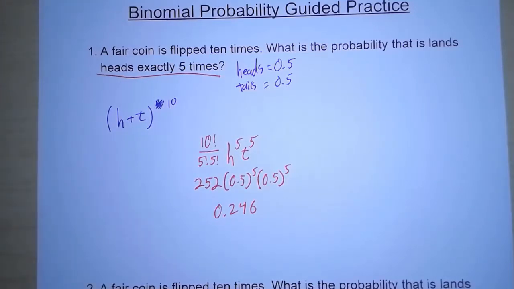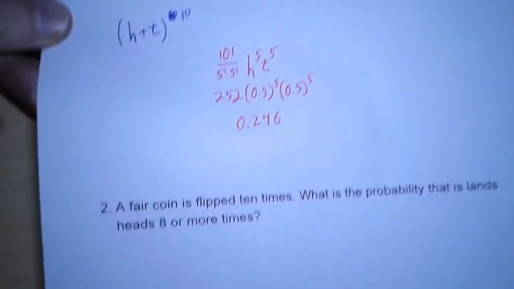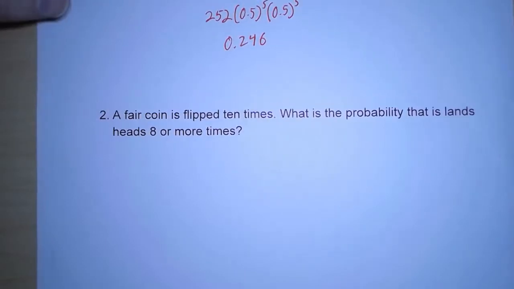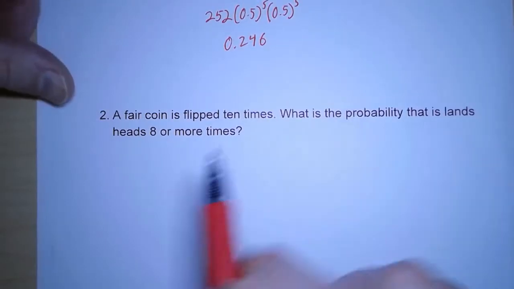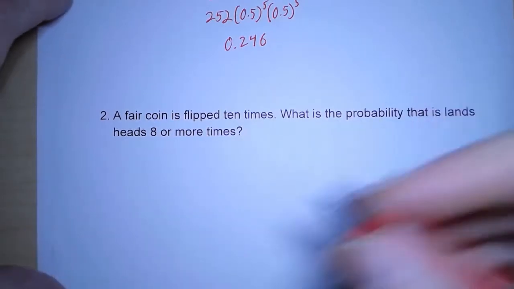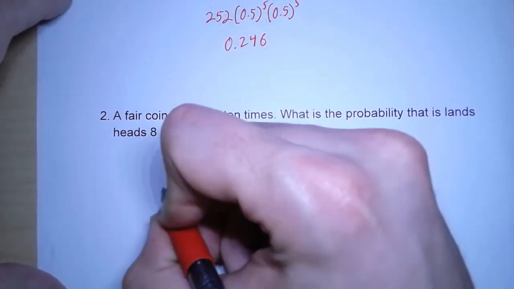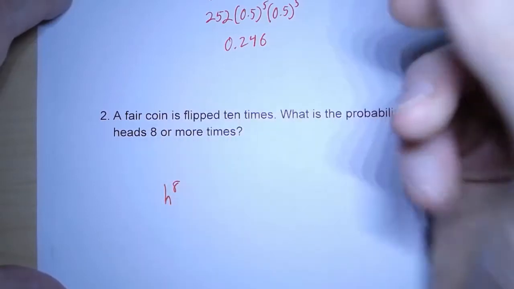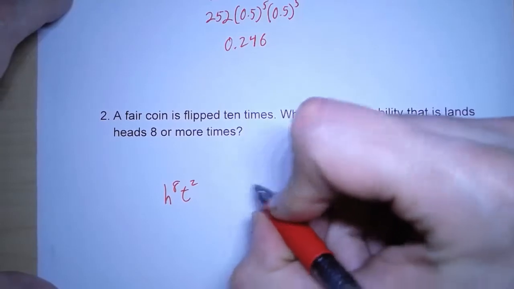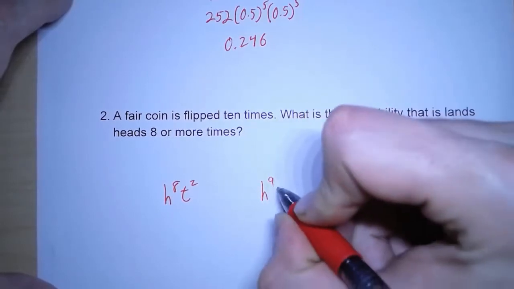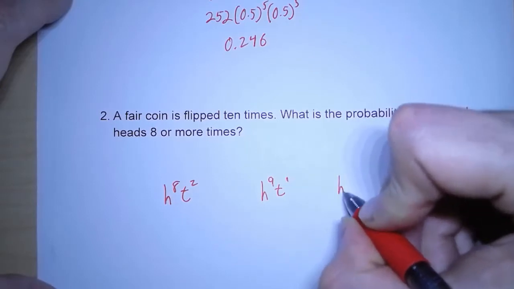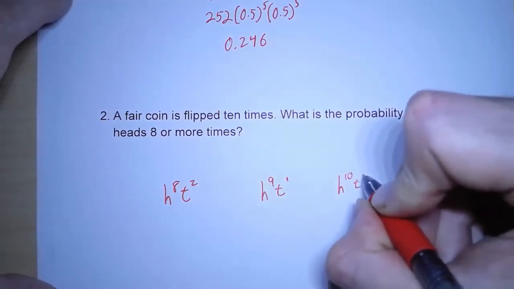Now let's look ahead to the next one. Same situation. We have a fair coin, flipping it 10 times, but now we're asking what's the probability that it lands heads 8 or more times? Here we've got multiple situations. It could land heads 8 times, which means it lands tails twice. It lands heads 9 times, which means it lands tails once. Or it lands heads 10 times, tails 0.